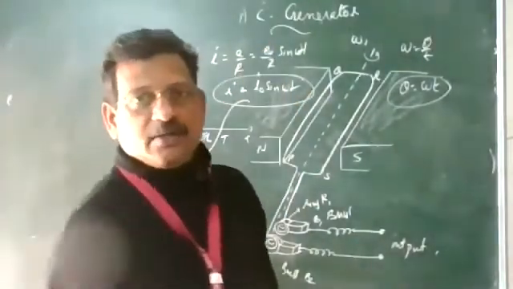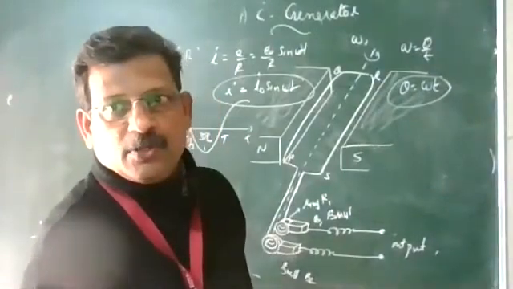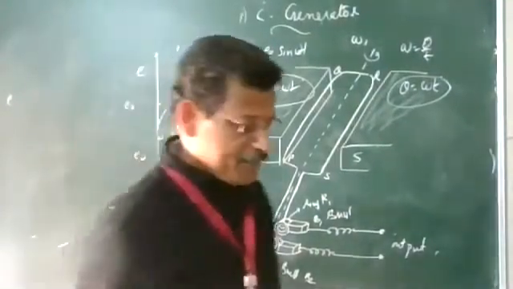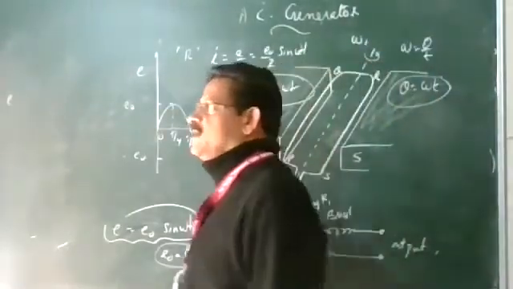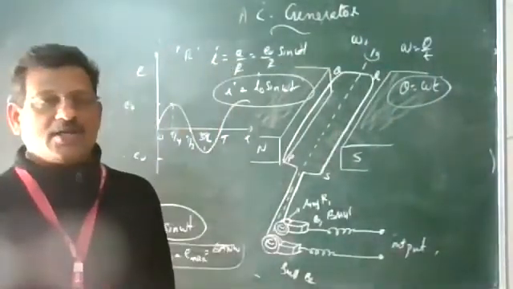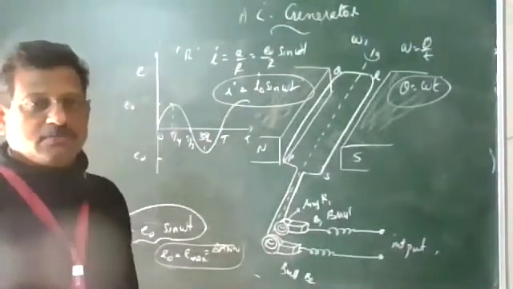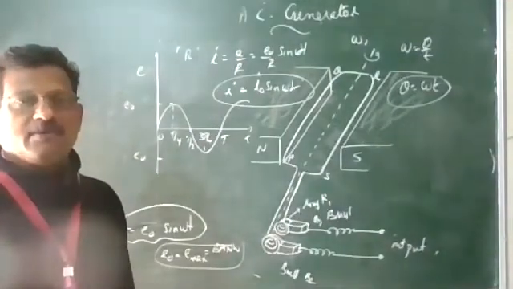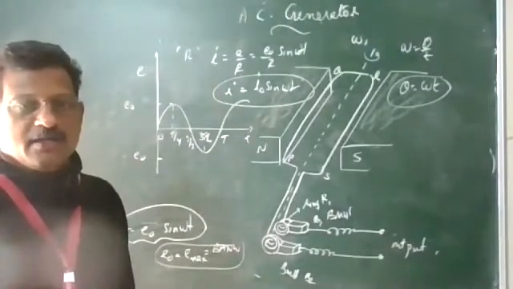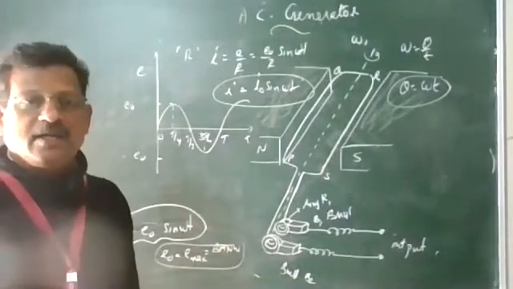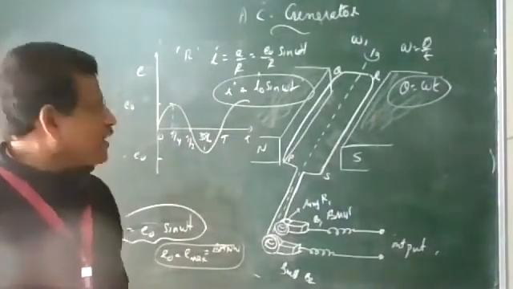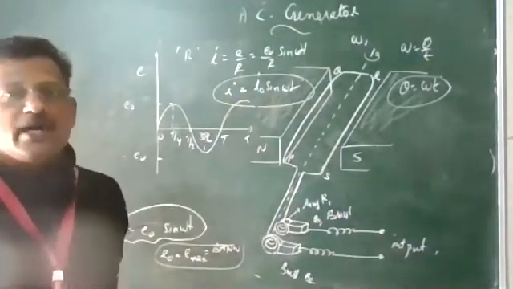So this is your AC generator that produces alternating EMF and alternating current. Whether it is a hydroelectric power station, thermal power station, or atomic power station, they are converting mechanical energy to alternating electrical energy. It is of the form I equal to I naught sin omega t.